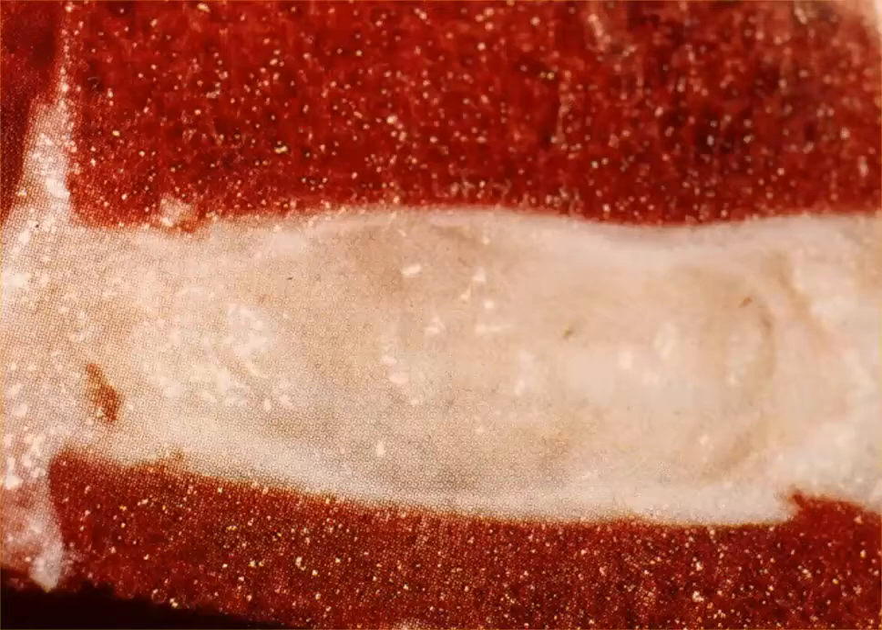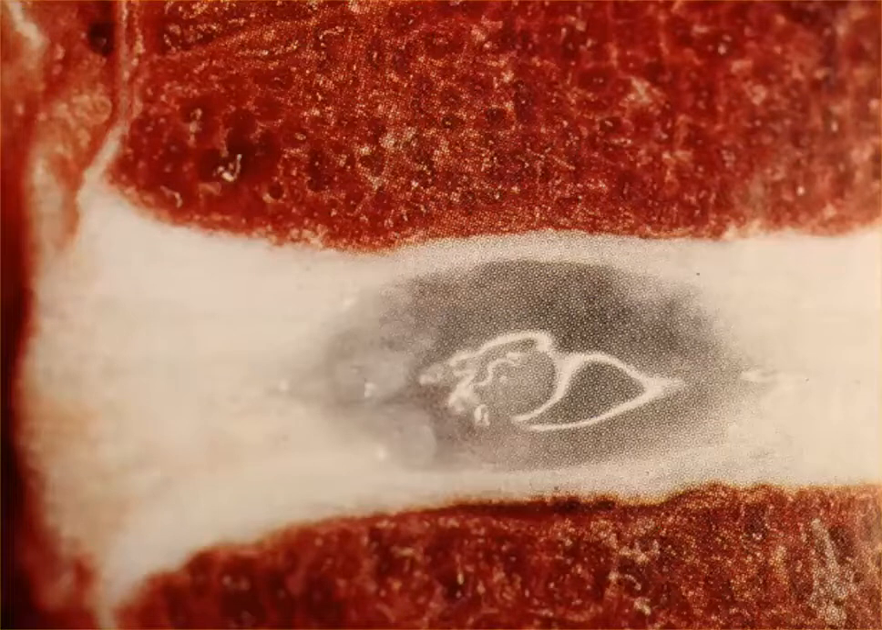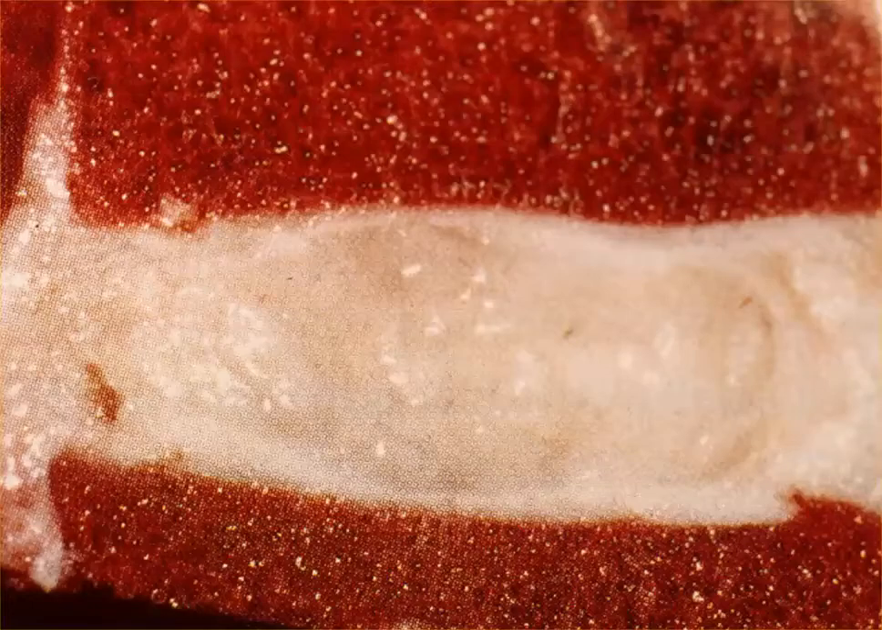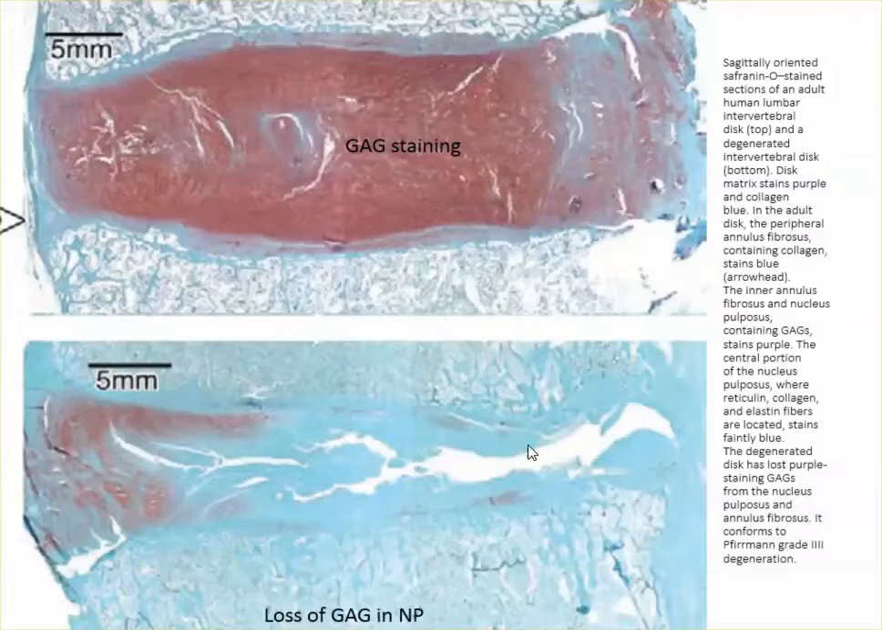Now this is a totally normal disc in a very young person, probably died in a car accident, etc. This is a person with a degenerative disc, and you can see the middle part, the nucleus pulposus, does not have as much water. And if you stain this disc, the top one is a normal, very healthy disc. The bottom is a degenerative disc. There's not as much glycosaminoglycans within the nucleus pulposus.